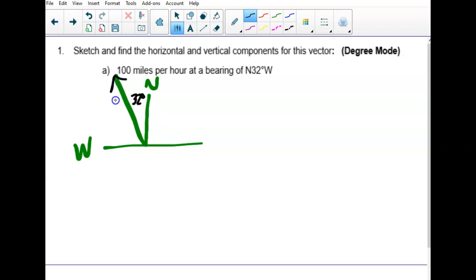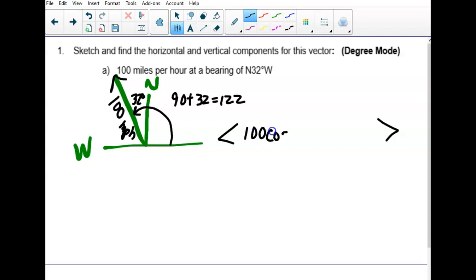So that's 100 miles per hour. Do we use 32 when we go to find the components? No, we have to use this angle, which would be 90 plus 32, or 122. So then what? How do you find the components? Cosine first, yep, of 122, and then 100 sine of 122.